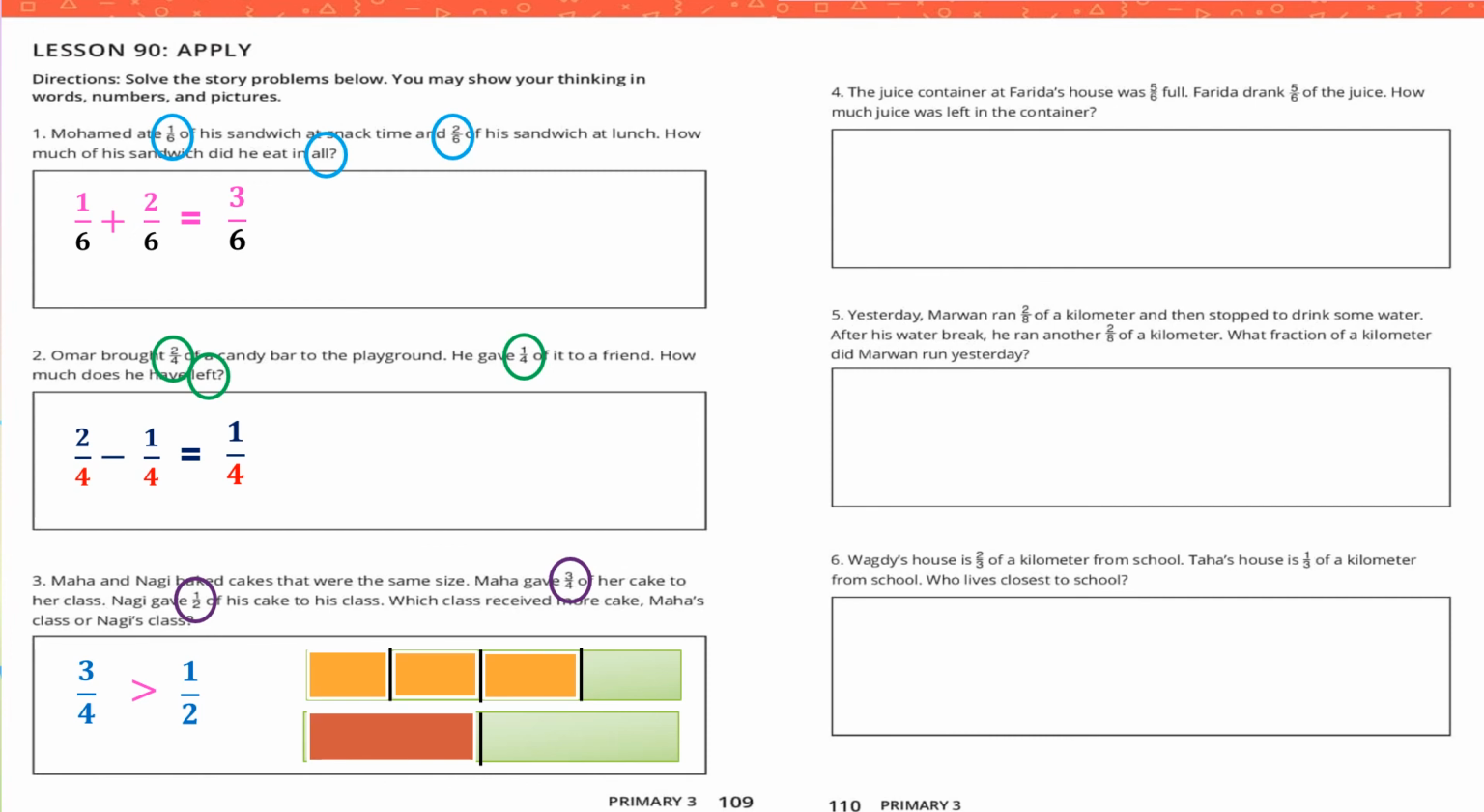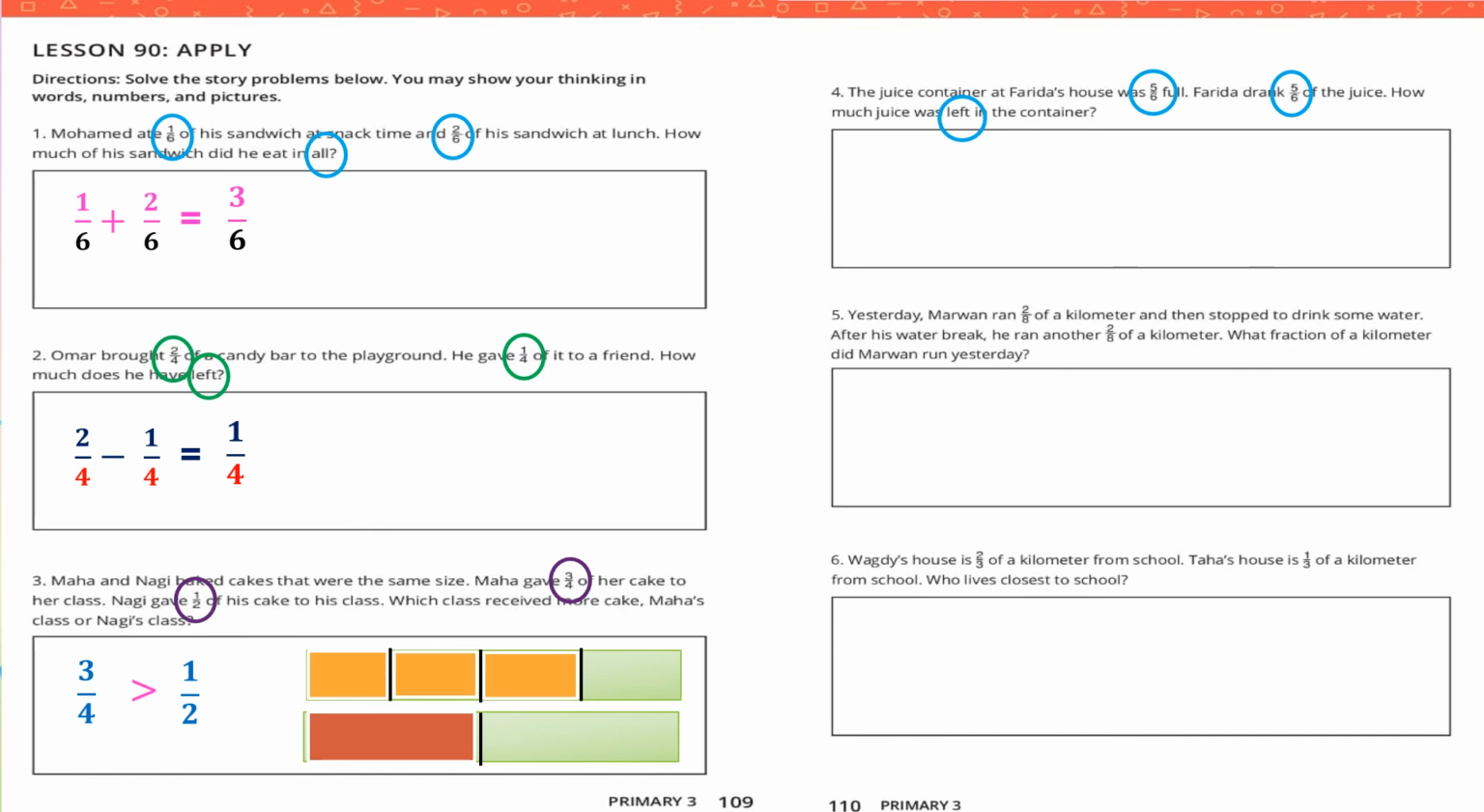The next page, number 4. The juice container at Farida's house was 5 over 6 full. Farida drank 5 over 6 of the juice. How much juice was left in the container? Here, don't forget the steps. Our steps here: circles on fractions and on the keyword. The keyword here is left. Left, it means what? Left, it means minus.